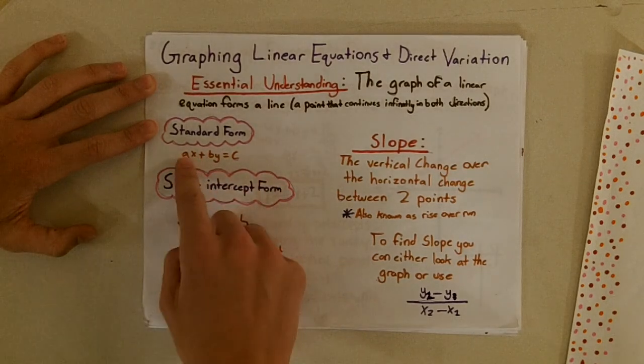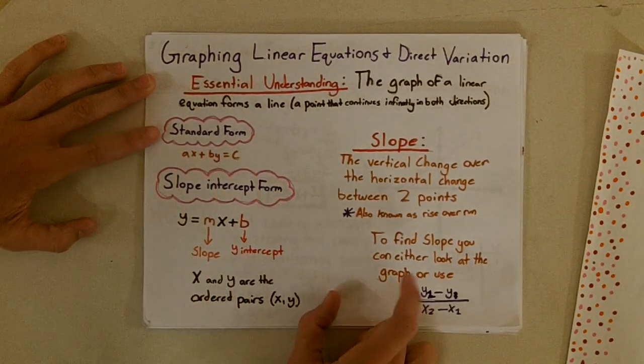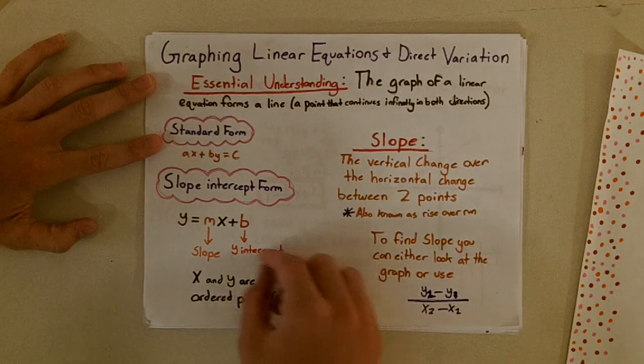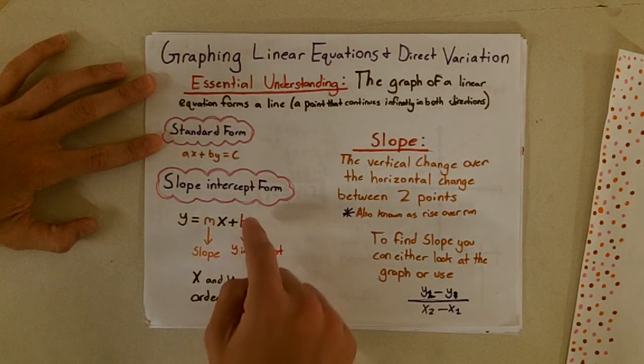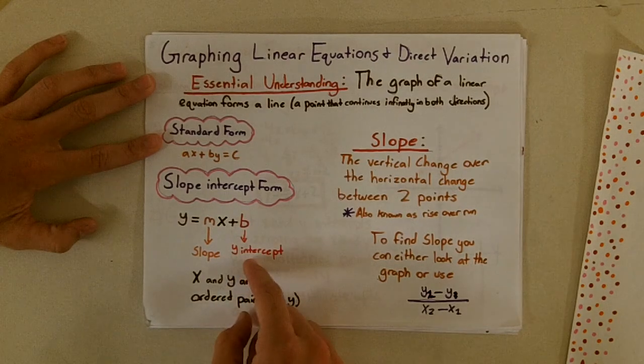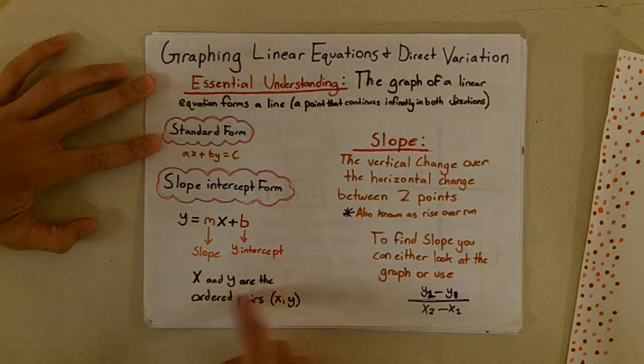Standard form is written as ax plus by equals c, and slope-intercept form is y equals mx plus b, where m is the slope and b is the y-intercept. Now, x and y can be any ordered pairs in the line.